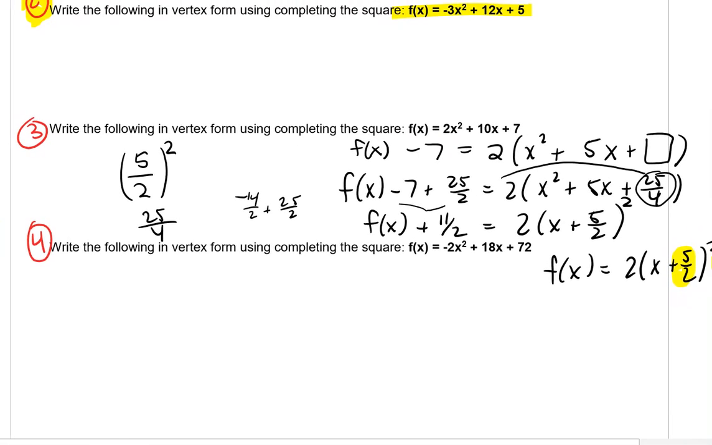All right, so you try number 4 to convert to vertex form. Go ahead, pause the video. That's fine. Okay, did you do it?